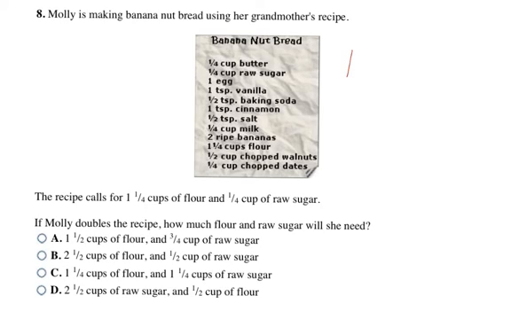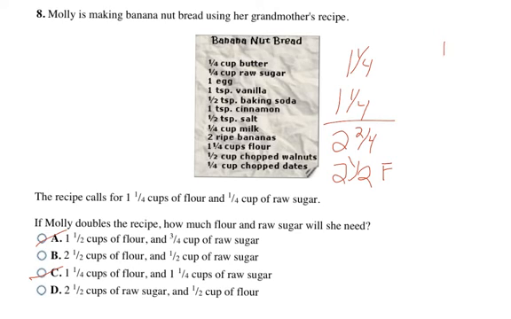So for flour, you can take 1 1/4 plus 1 1/4. So that's going to be 1 plus 1 is 2, and then 1/4 plus 1/4 is 2/4. I can divide a 2 out of the top and the bottom of 2/4 and get a final answer of 2.5. So she's going to need 2.5 cups of flour if she's going to double this recipe. So it can't be A or C.